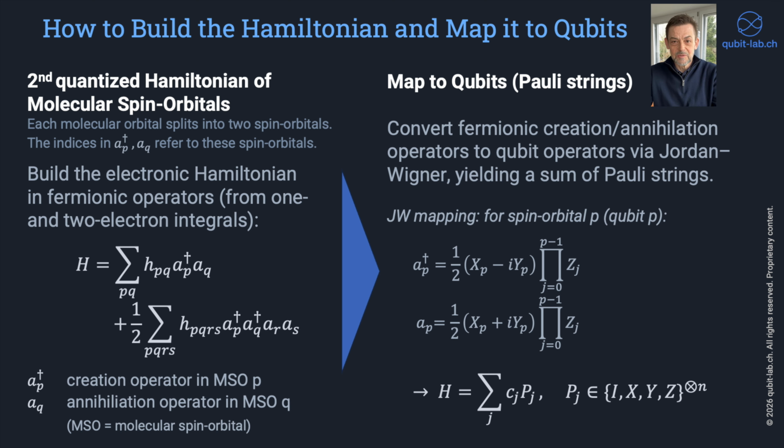But qubits are not fermions, so we still need one more translation step. We map those fermionic operators to qubit operators using Jordan-Wigner, and after that the Hamiltonian turns into a weighted sum of Pauli strings. That Pauli sum form is the handoff point. It's what VQE, trotterization, and qubitization based methods actually take as input.